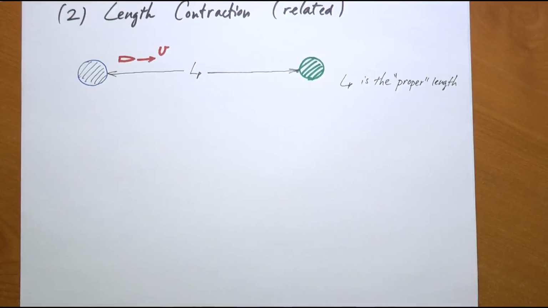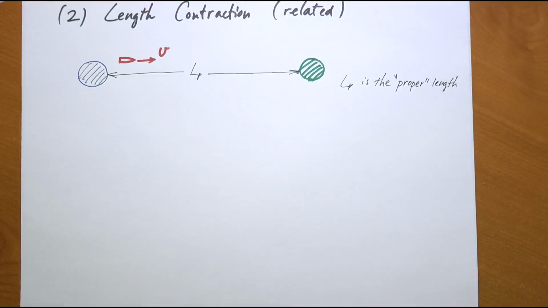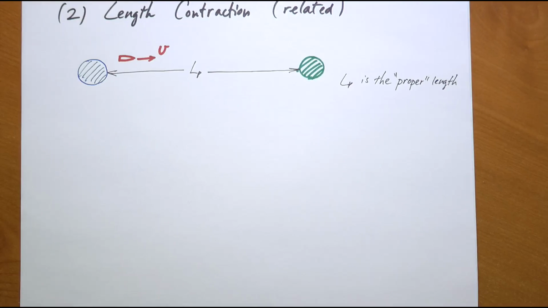The next important example of the application of special relativity is the so-called length contraction. We already learned that time is no longer an absolute quantity, but what about space? What about the measurement of length? The separation between two locations. Well, let's look at this example.